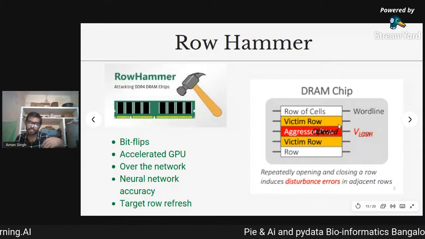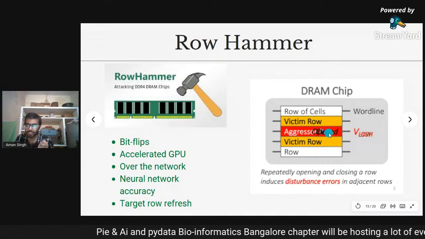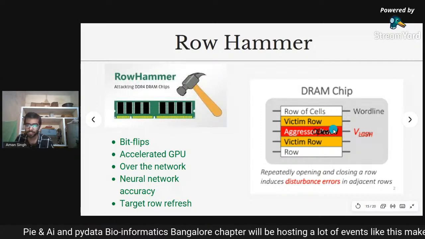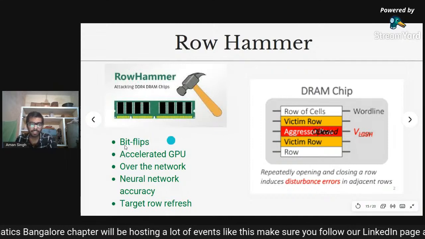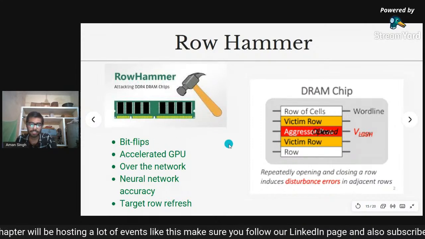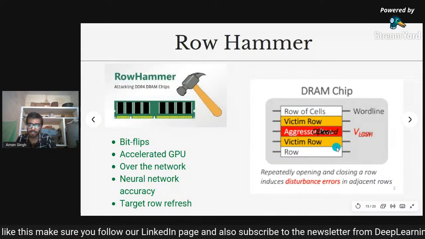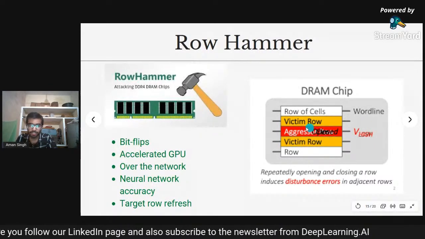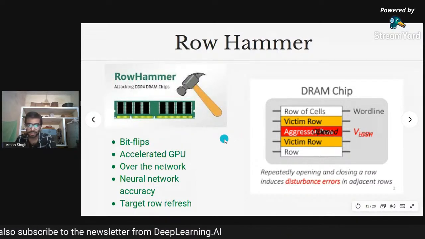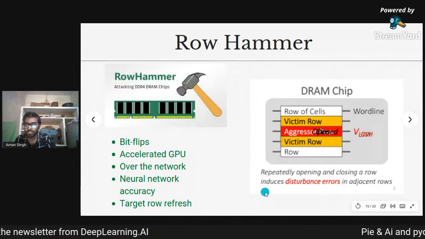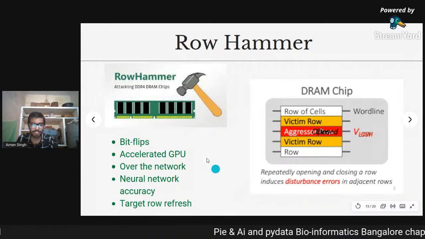Therefore, what you have done is change the bit of the row without even assessing it. You've changed the data without even assessing it, so it can cause huge problems. It is like bit flips. This was found in 2014. After that, up till now, we have not found a cost effective solution, let's say.